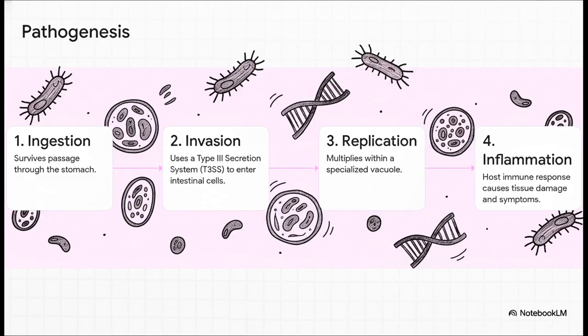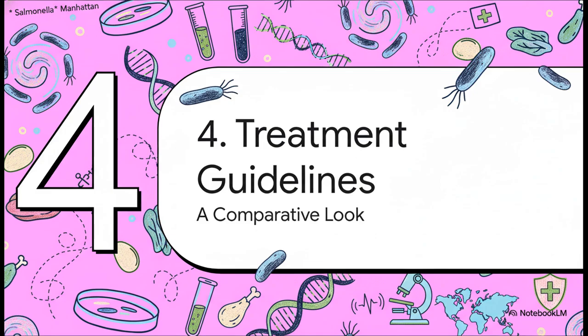Once inside, it hides out and replicates, and this invasion triggers an all-out, massive inflammatory response from our immune system. In fact, it's mostly our own body's shock and awe response that causes the symptoms we feel. Which naturally leads us to the million-dollar question: how do we treat it? And the answer, as it so often is, well, it's complicated. It really depends on the patient and on local resistance patterns.